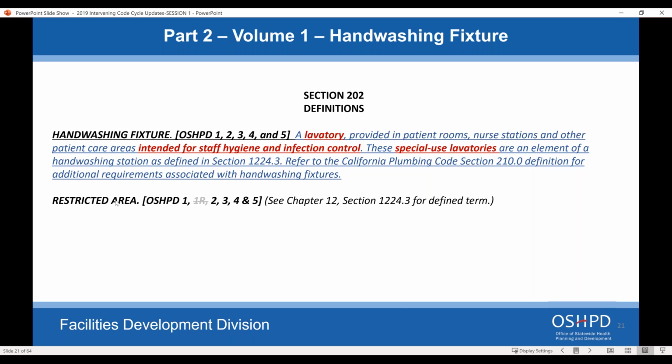Restricted areas, we removed 1R. Just for clarification, 1R is a building type. When a building is removed from acute care service, it becomes a 1R. OSHPD 1, 2, 3, 4, and 5 are actually based on the occupants that are within the building. So that's why 1R really doesn't apply to things such as restricted areas or equipment anchorage, because those requirements are based on the occupancy, not the building type. So you'll see a lot of corrections with 1R throughout this.